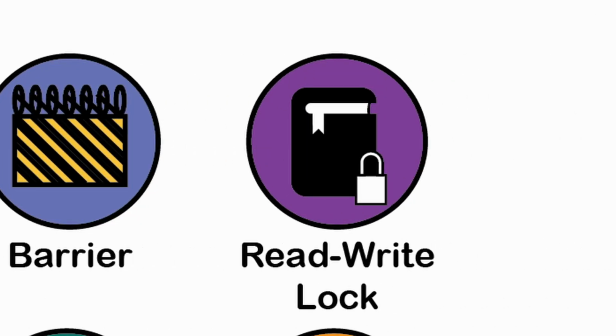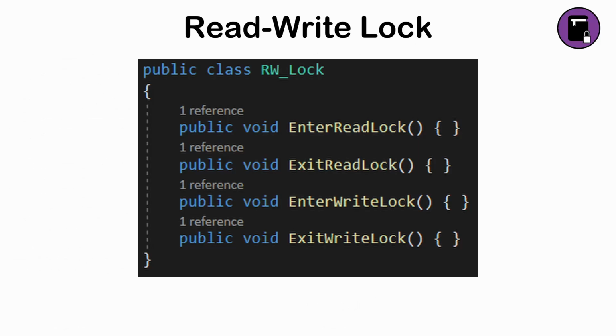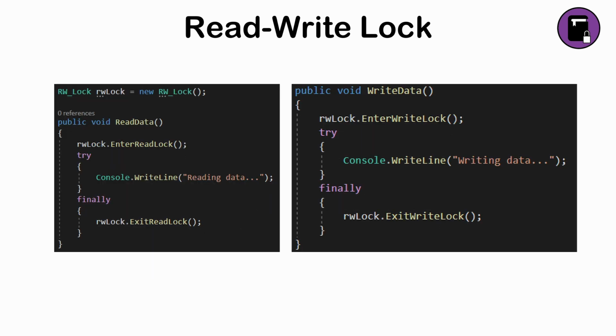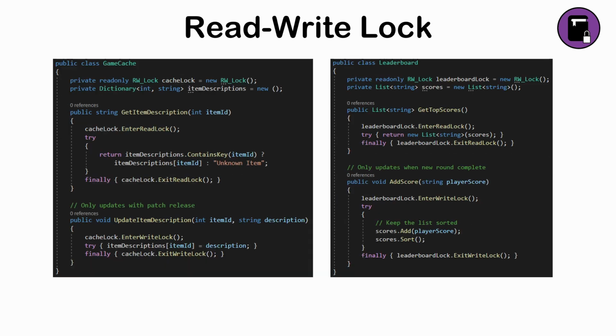The read-write lock pattern. A way to build on basic locking concepts. It allows multiple threads to read a resource simultaneously, but ensures only one can write to it at a time. This pattern is great for scenarios with lots of reading and occasional writing, like caching systems.